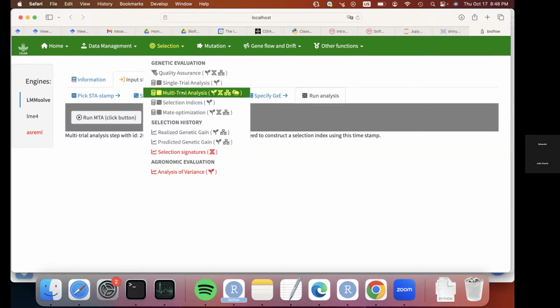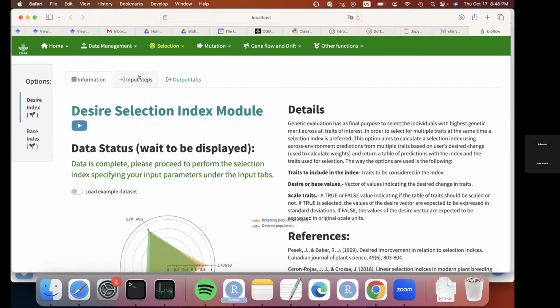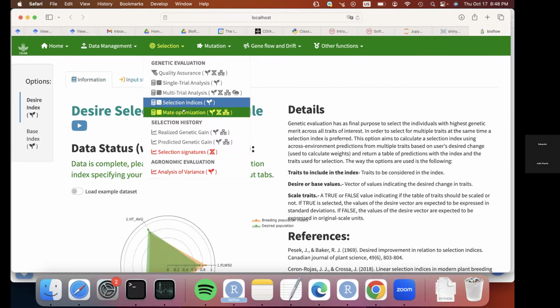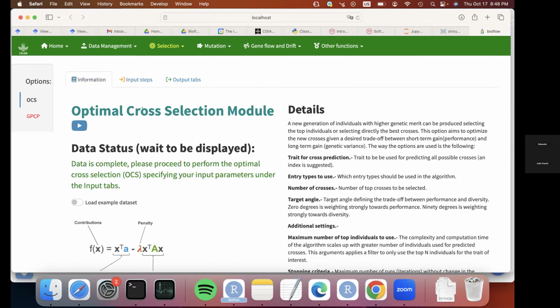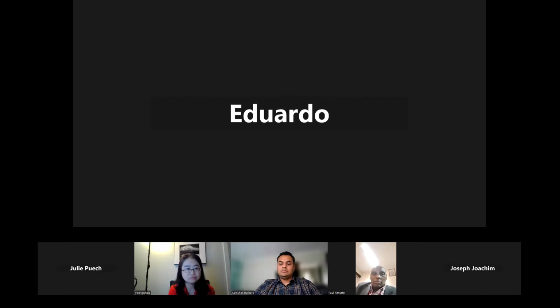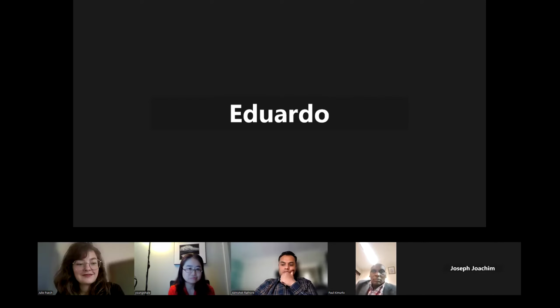And there are of course limits of memory, but for most of the data sets that our breeding programs manage, this is pretty doable. And like I said, you have things like selection indices, modules for optimal cross selection. There will be something also in genomic prediction of cross performance, or GPCP, and everything related to the recommendations from excellence in breeding. I'll stop there because I know that there's going to be a discussion. So Julie, back to you.